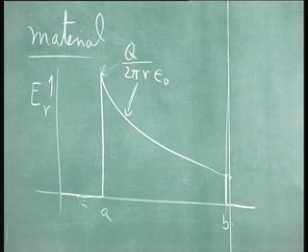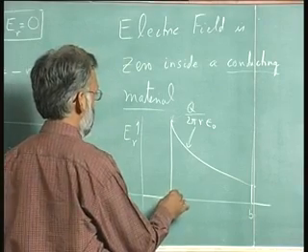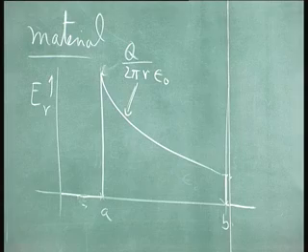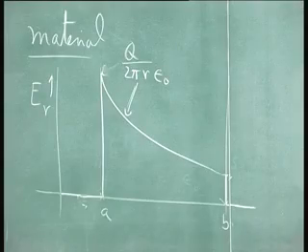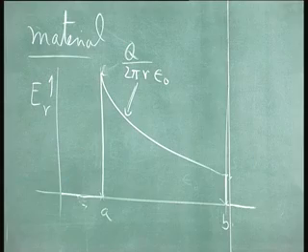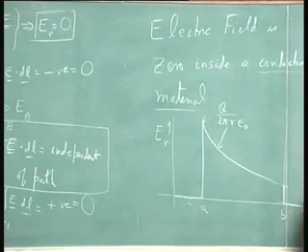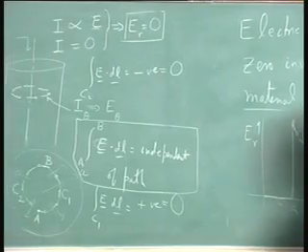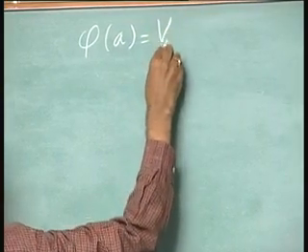And if now in addition I tell you that one of these two, A or B, has a known potential, then in terms of that known potential I can get you the potential as a function of r. Let us see how that works out. Let us say we know phi at A is equal to some V naught.